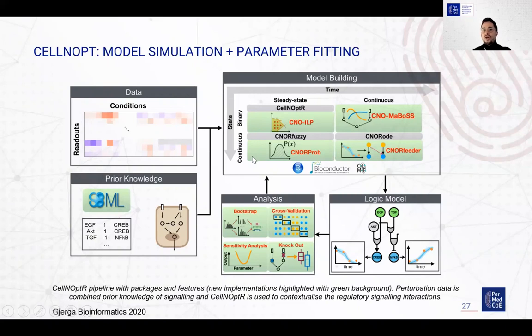But we can also have both continuous or simulation for a steady state with fuzzy rules. And the case I explained is continuous time and continuous states. And then we can run CellNOpt with this training data and select the context-specific network that, when we simulate it, can reproduce the observed experimental conditions.